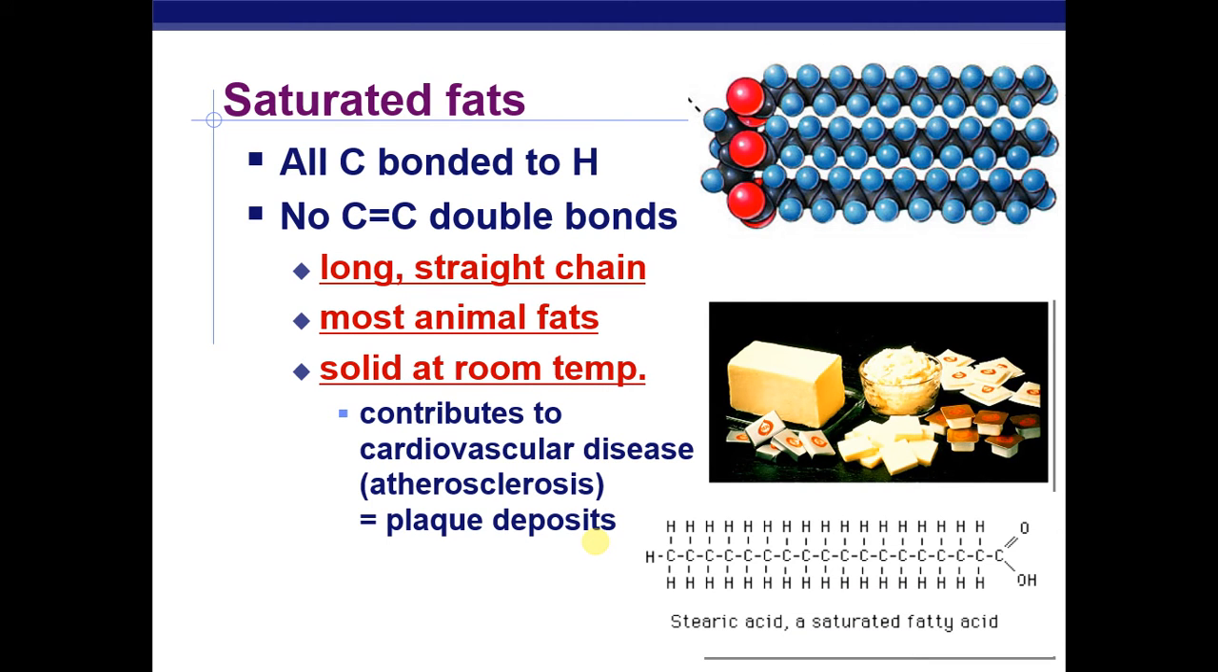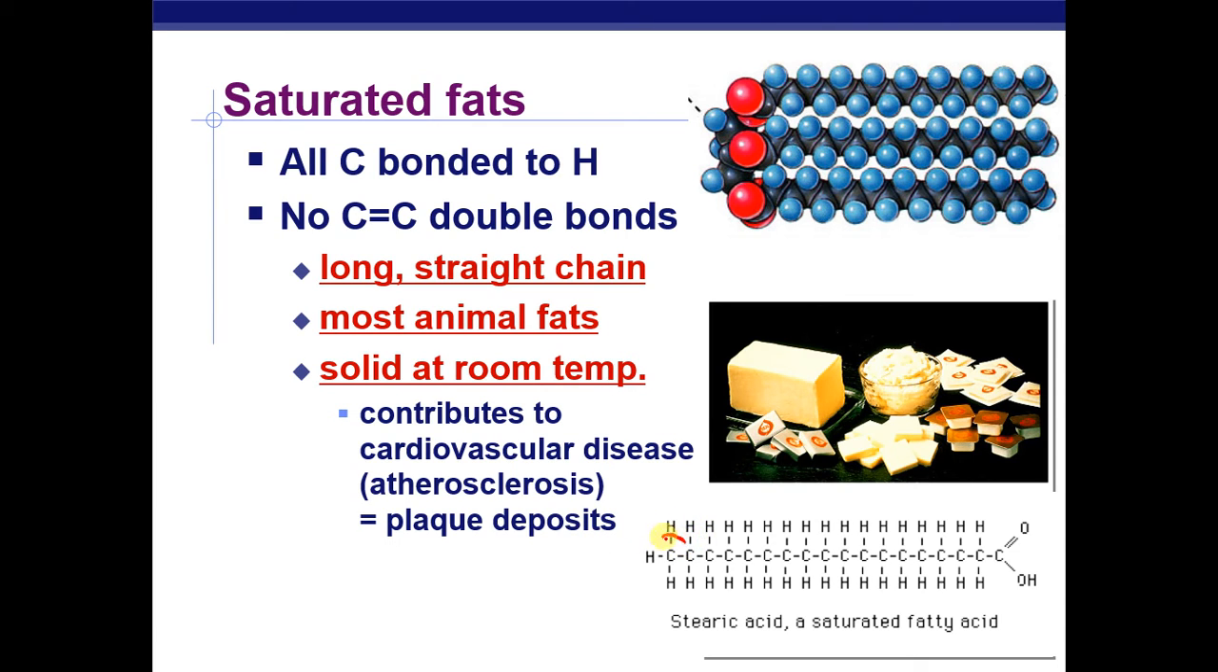There are 2 types of fats, saturated and unsaturated. You probably have heard of them before and seen them on food labels. But there is a specific biochemical difference. A saturated fat has all of their carbons bonded to hydrogens. There are no double bonds between 2 carbons in the fatty acid part of a saturated fat.